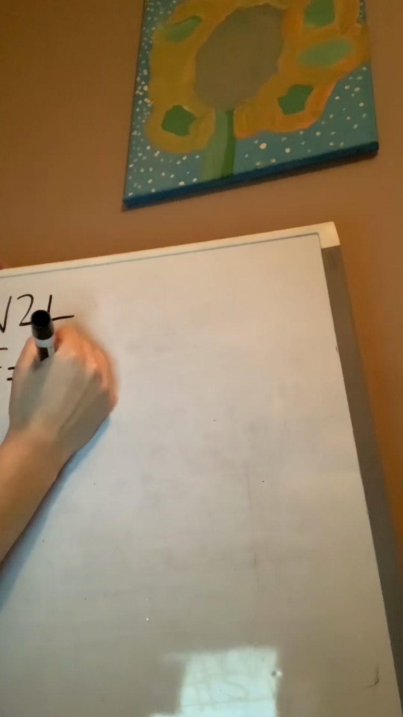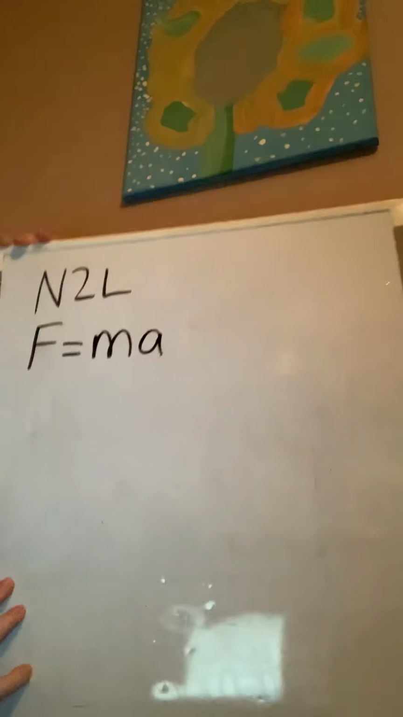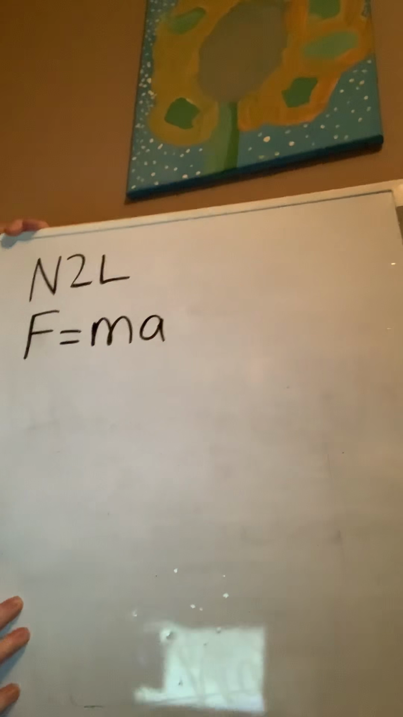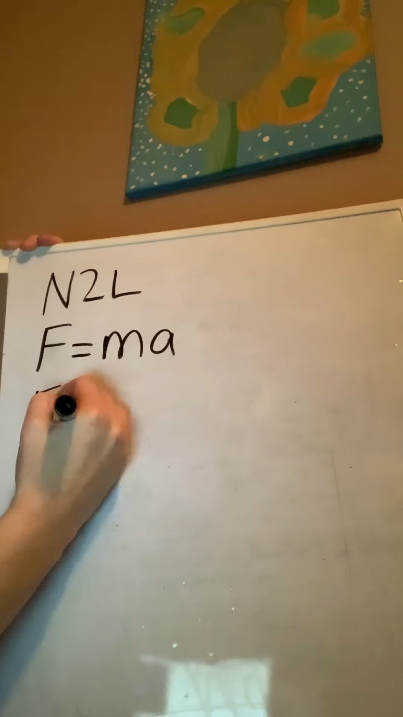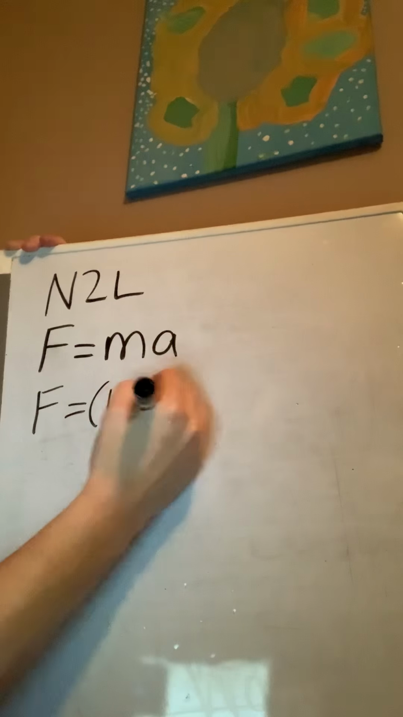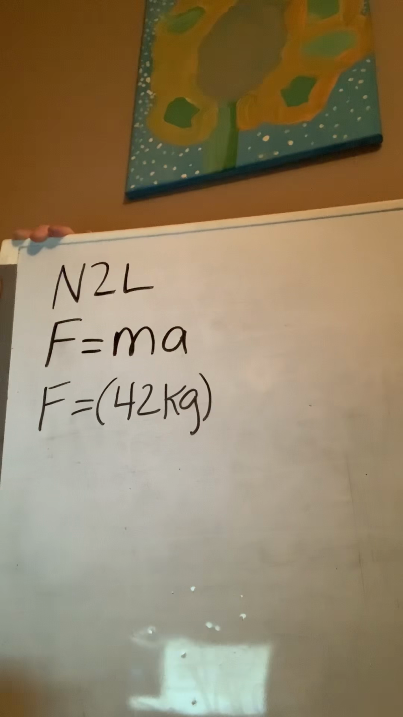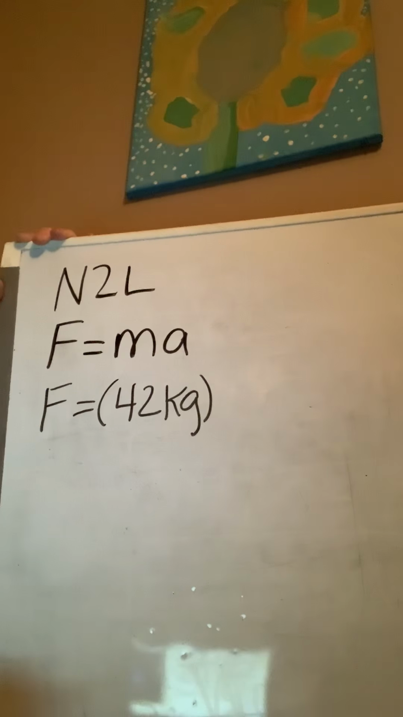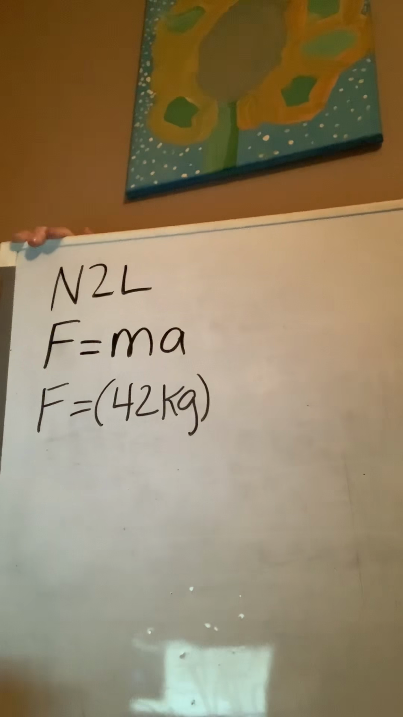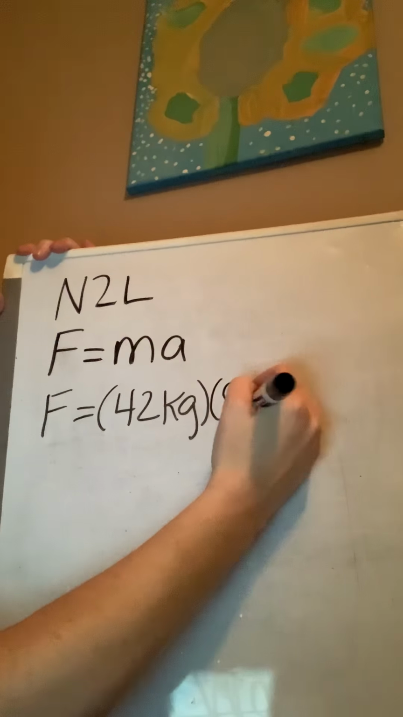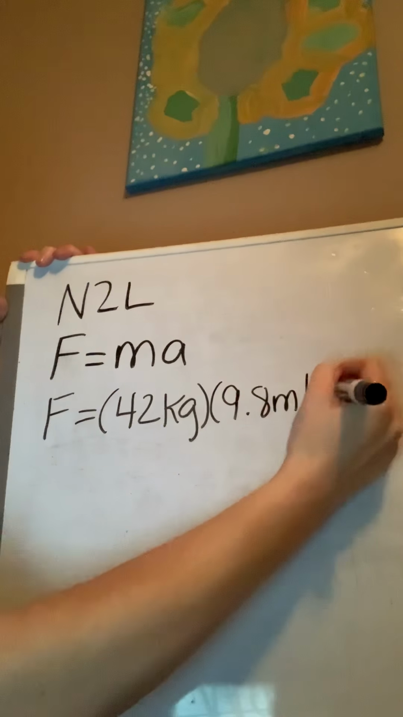Okay, so force is first. Newton's second law says that force is equal to mass times acceleration. Okay, so our mass is 42 kilograms. Our acceleration, if we are not given an acceleration, we are assuming that we're using the acceleration due to gravity, which is 9.8 meters per second squared. That's where that comes from.